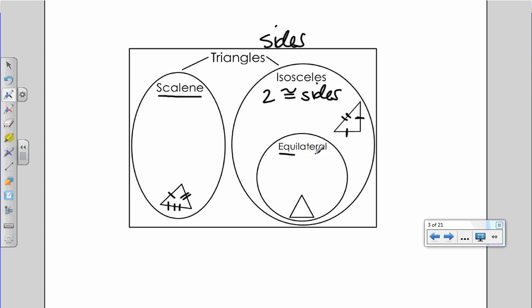Equilateral triangles, equilateral, equa means the same, lateral means side, so we have three congruent sides. And we mark them with the same number of marks to show that. Every equilateral triangle is isosceles, because isosceles just means that it has two congruent sides, and equilateral triangles have two congruent sides. Well, actually, they have three. They have more than two, but they do have two congruent sides.